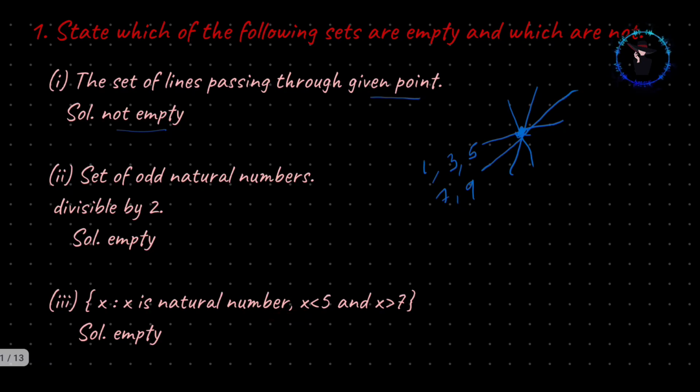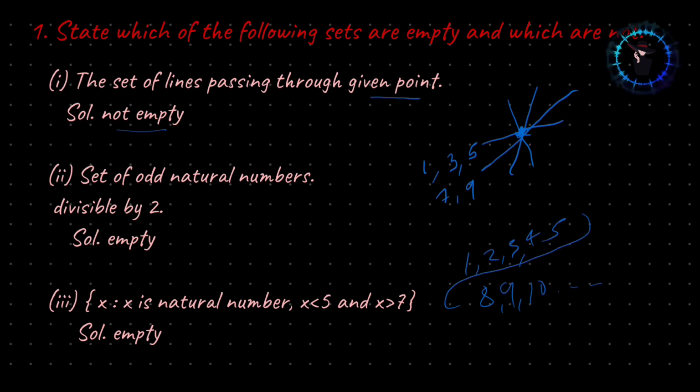Natural numbers that are less than 5 and greater than 7. This doesn't make any logic. What's less than 5? 1, 2, 3, 4. And what's greater than 7? 8, 9, 10 and so on. So is there anything in between these? No. So it is an empty set.